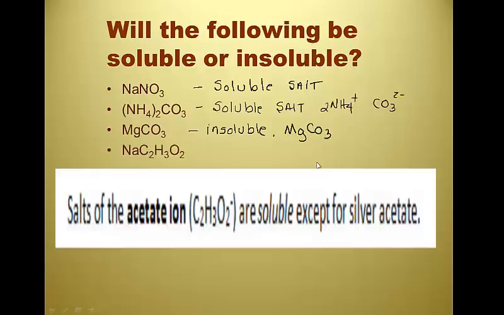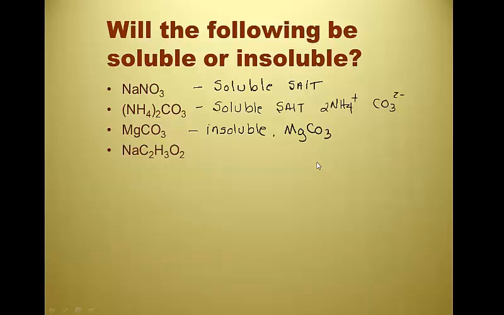Sodium acetate. Salts of the acetate ion, which that sodium acetate is, are soluble except for silver acetate. That's not silver acetate, therefore it is a soluble salt. And a soluble salt dissociates 100% into its ions, its representative ions. Remember, these are aqueous. This is what's happening in water. All right, try this one.